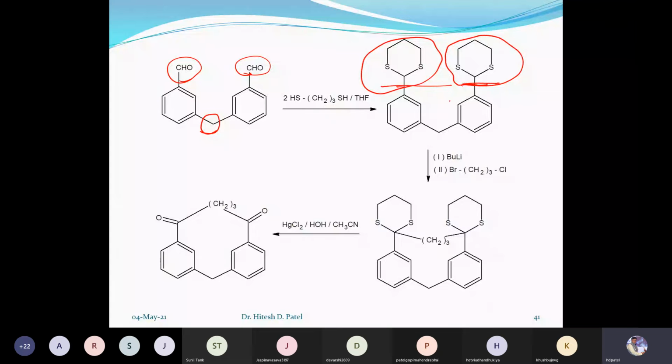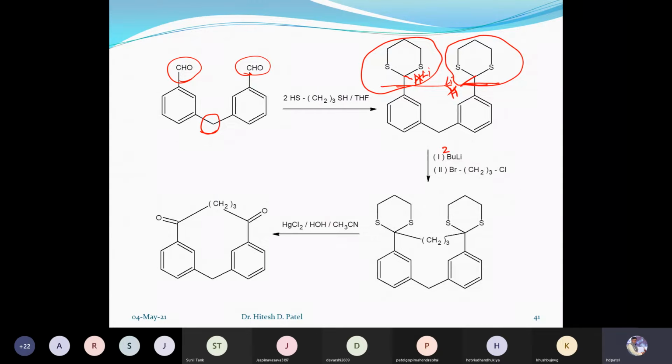This, on further treatment with butyl lithium and then BrCH2Cl, what happens? Here one hydrogen is present. Here also one hydrogen is present. When we treat with butyl lithium, using 2 moles, these hydrogens are replaced. So when these hydrogens are replaced, what will we get?